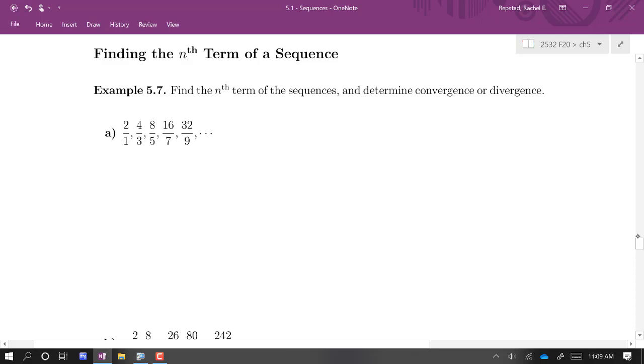So when these terms are fractions, and a lot of the time they are, I find it helpful to try to observe a pattern separately in the numerator versus the denominator. In this first one, you'll note, and you could check me on this, the top values are powers of 2.